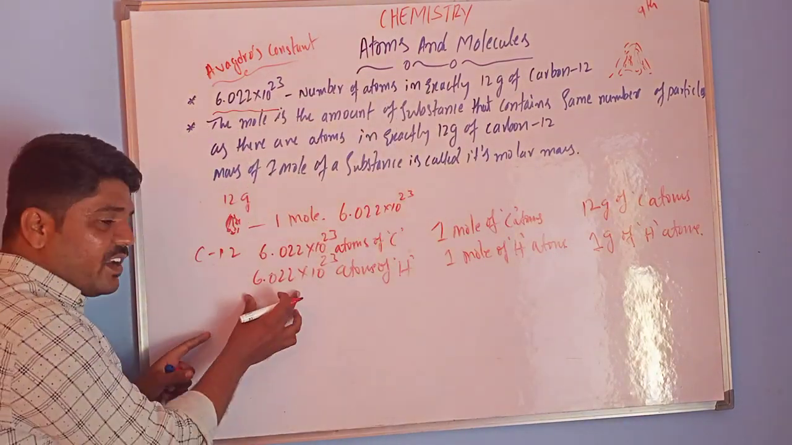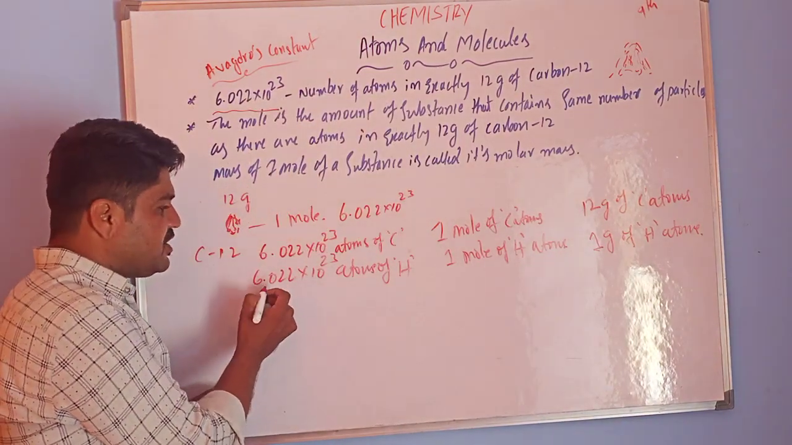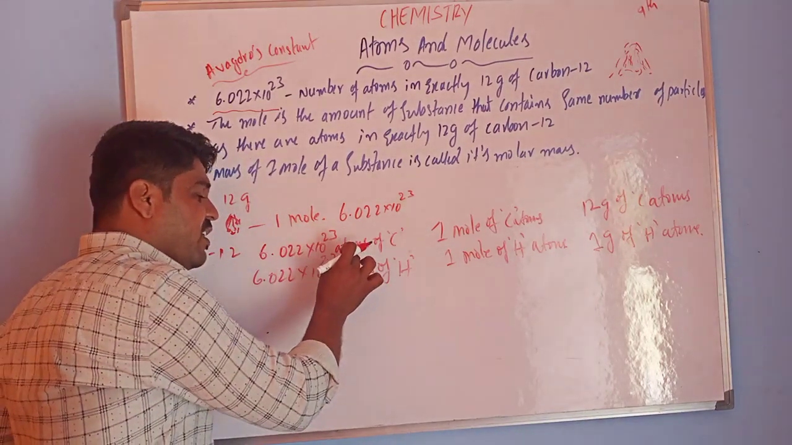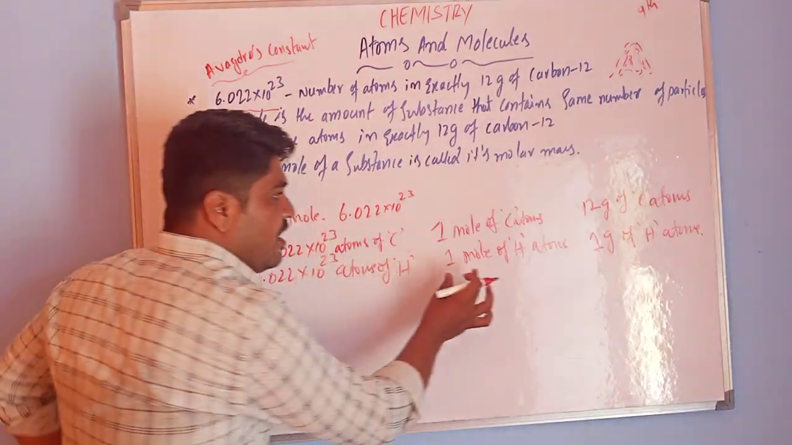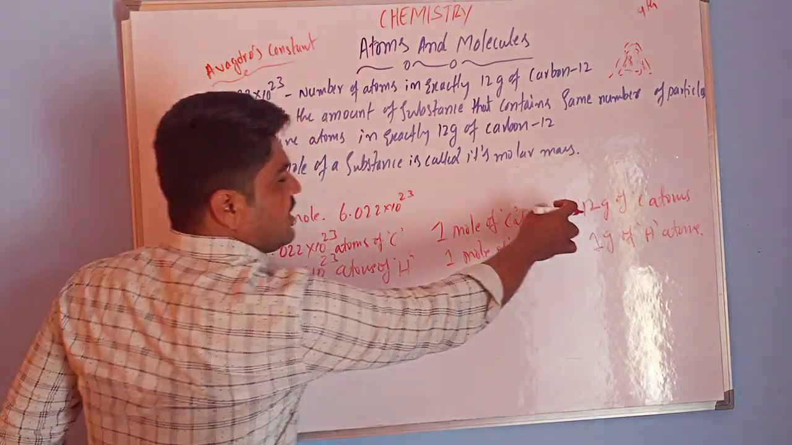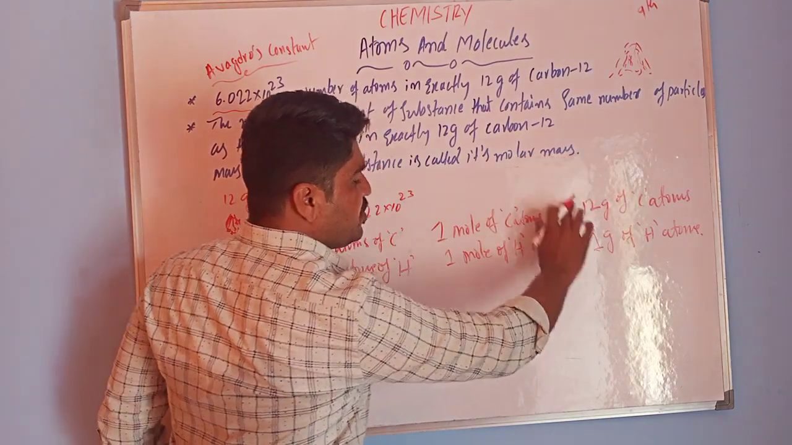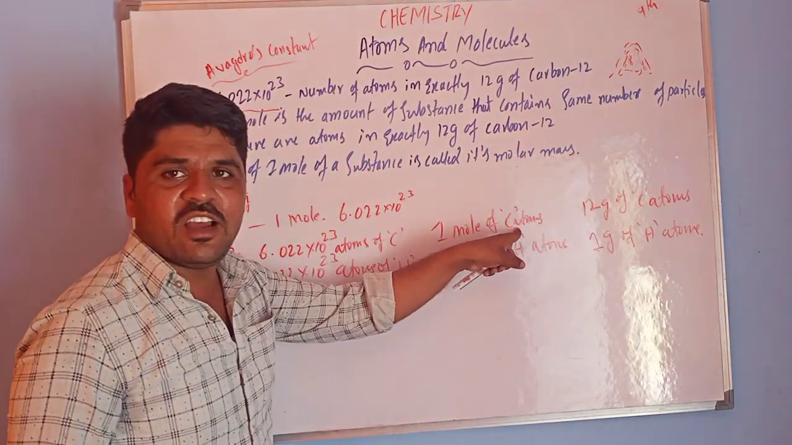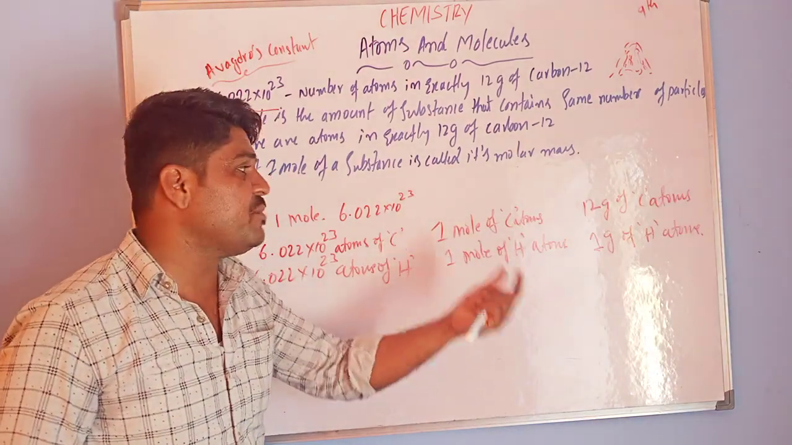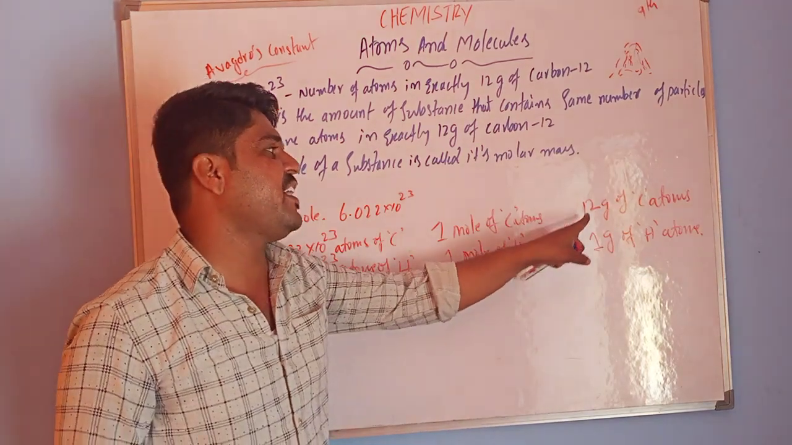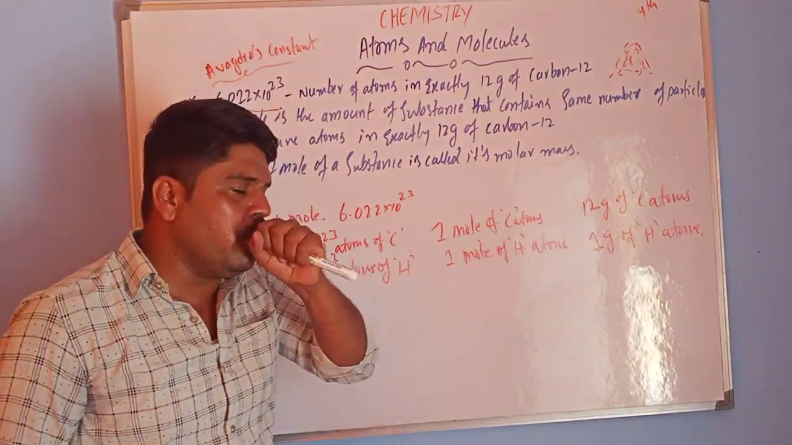See, this number is fixed. How many? 6.022 into 10 to the power of 23 atoms are present. Here the number of atoms is the same, but the gram atomic mass or molar mass changes for different substances. Carbon is one type, hydrogen is another type. That's why different substances have different atomic masses.